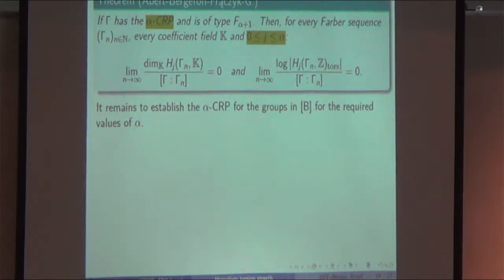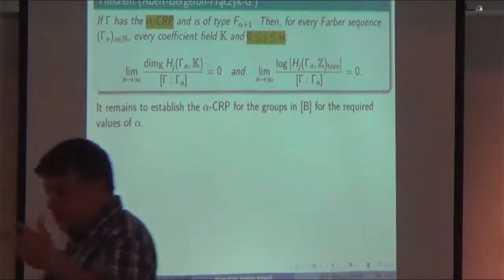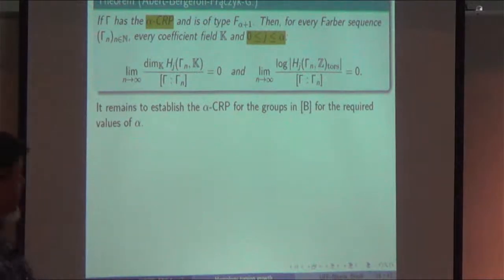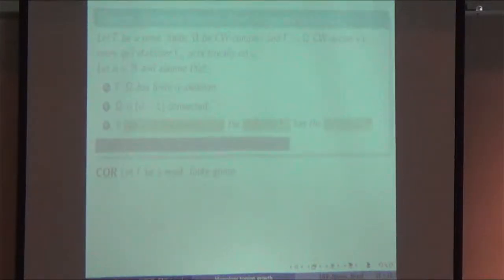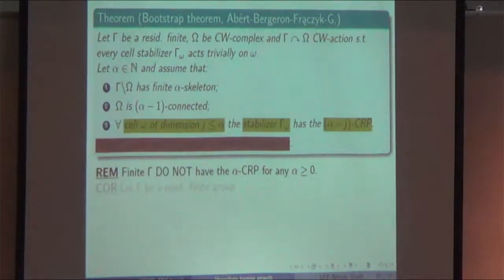So now it remains to establish the alpha cheap rebuilding property for the groups in B: SLDZ, mapping class groups, UT WN, and so on. And for that we use the following properties. First of all, Z to the N has the cheap rebuilding property for every alpha. Easy to check.